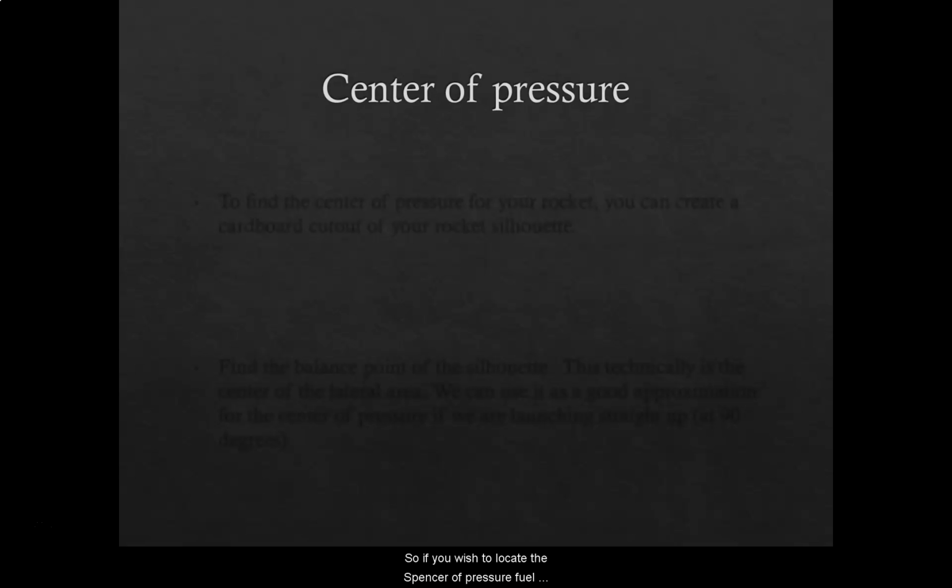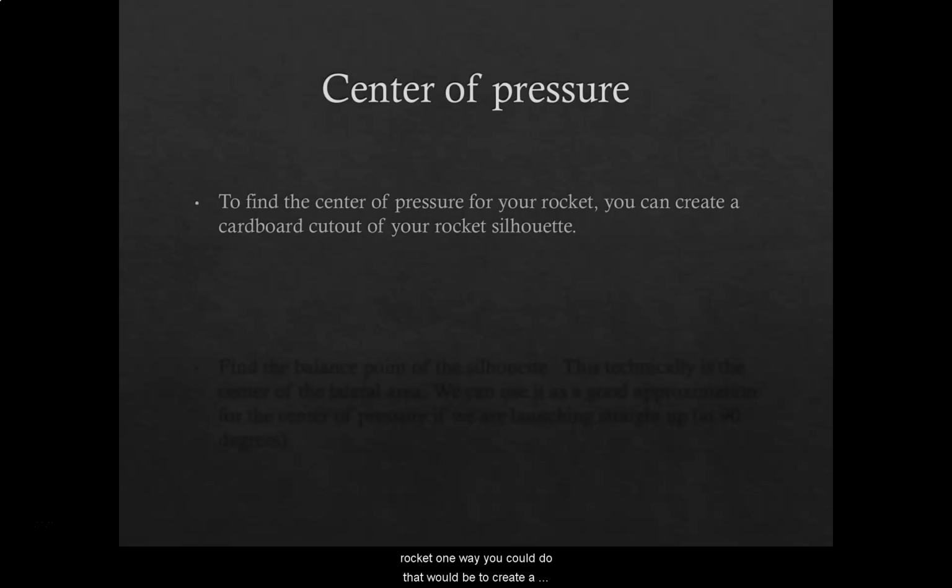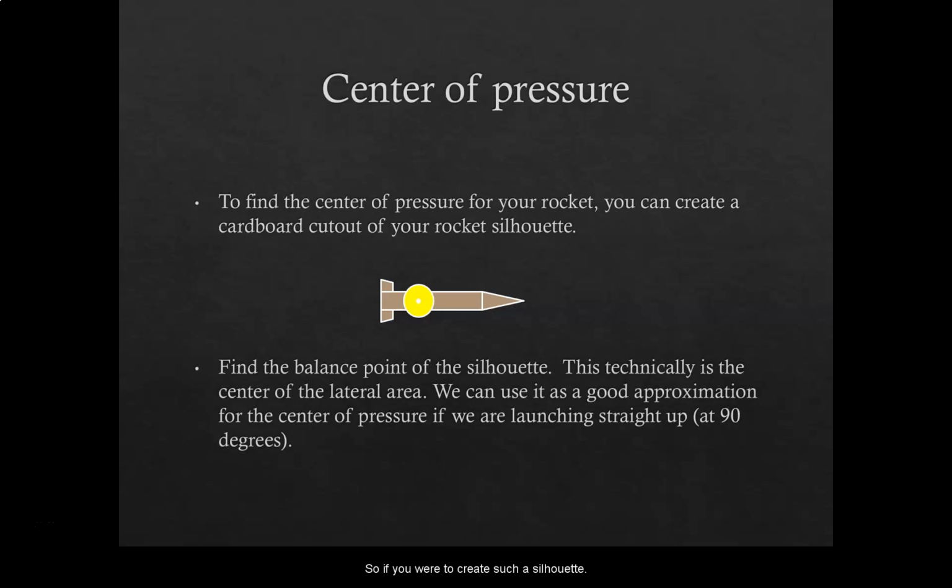So if you wish to locate the center of pressure for your rocket, one way you could do that would be to create a cardboard cutout of your rocket silhouette. The center of pressure only depends on the layout and the area of the side of the rocket, the lateral area. And the point where it is centered is basically the area center, as opposed to the weight center that the center of gravity represents. So if you were to create such a silhouette, you would then find the balance point of that silhouette, and that is roughly the center of the lateral area, which is roughly a good approximation for the center of pressure if we launch our rocket straight up at an angle of 90 degrees.